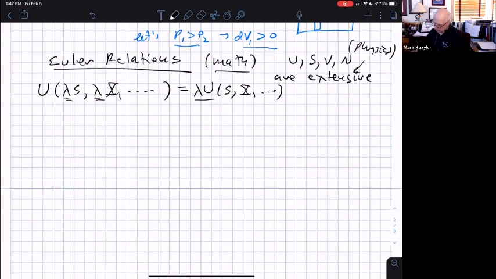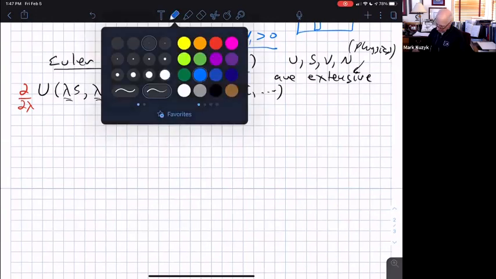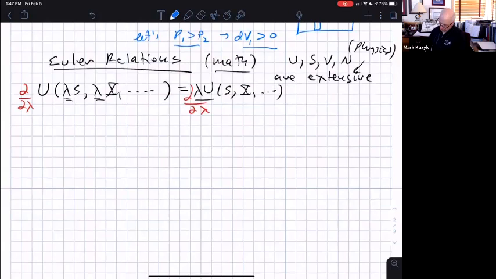Now we're going to use this and we're going to take the derivative with respect to lambda of both sides. So let me start with the left-hand side. So this derivative is going to be partial U with respect to lambda S times partial lambda S with respect to lambda.